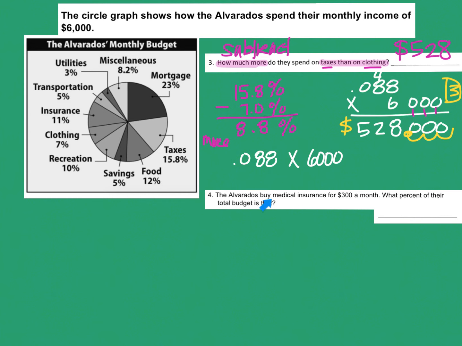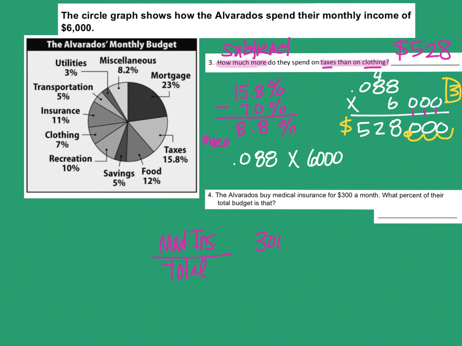Number 4, the Alvarados buy medical insurance for $300 a month. What percent of their total budget is that? Medical insurance only. So this insurance over here includes all types of insurance. We just want to focus on medical insurance. That's not listed individually in the graph. So what I need to do is make a fraction. Okay, I have medical insurance. I'm just going to say med insurance over total.